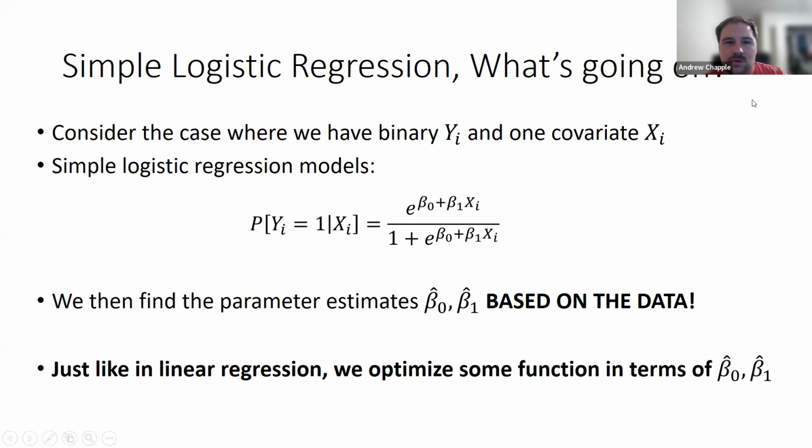So, simple logistic regression. What's going on? Let's think about this with just one covariate. Remember we talked last time about multiple linear regression versus simple linear regression: simple is one covariate, multiple is multiple covariates. We'll illustrate this in the simple case and use that to give you intuition about the other case. If we had just one covariate X, this is what our probability would look like. Then we find the beta 0 hat and beta 1 hat based on the data, just like in linear regression, where we optimize some function in terms of beta 0 and beta 1.